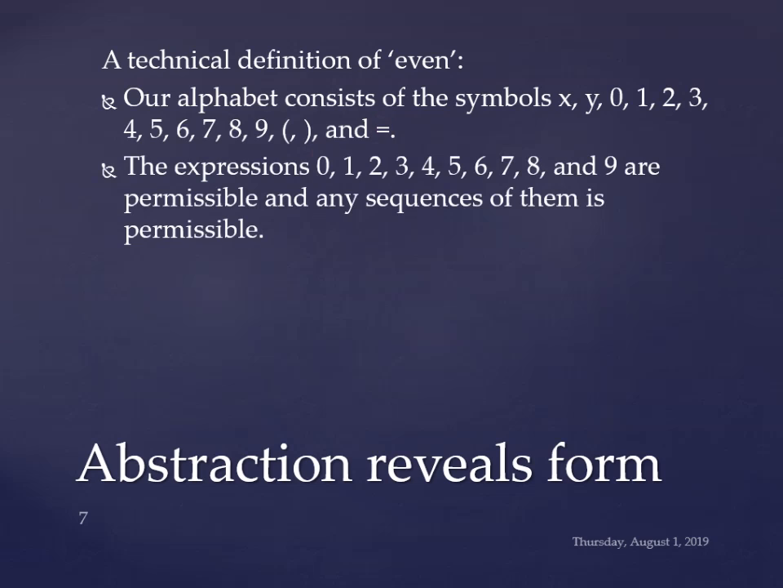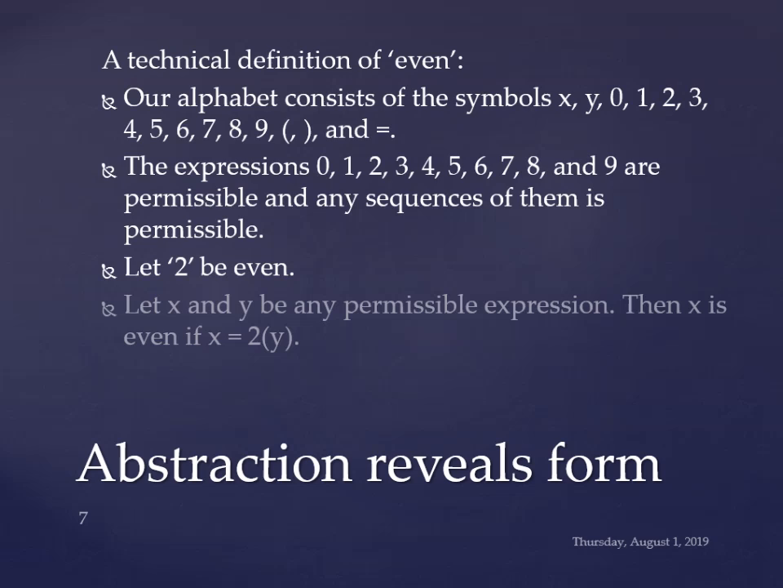And then you could say that 2 is even. And then let X and Y be any permissible expression. Then X is even if X equals 2 times Y. Now I haven't specified what times Y means, but whatever. That is a definition that's recursive.